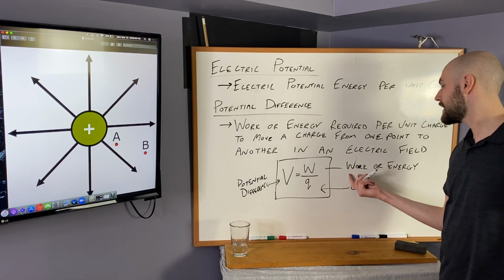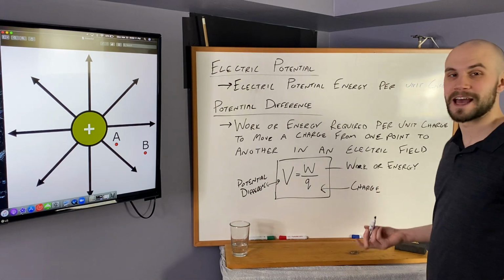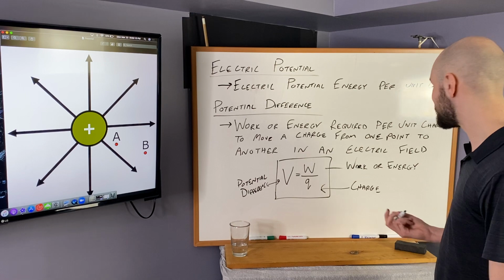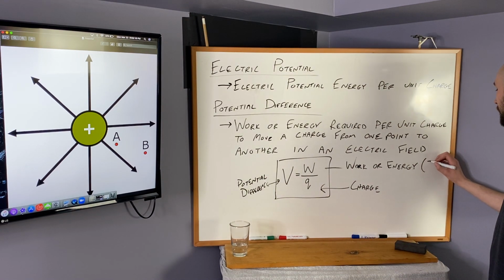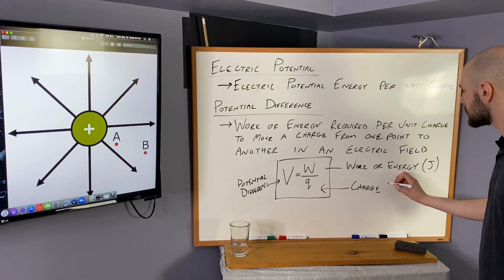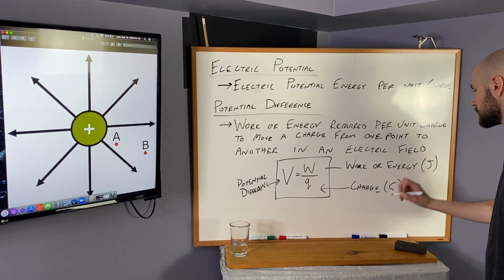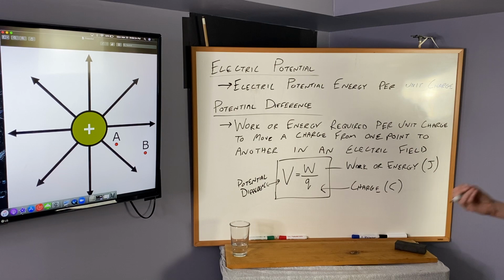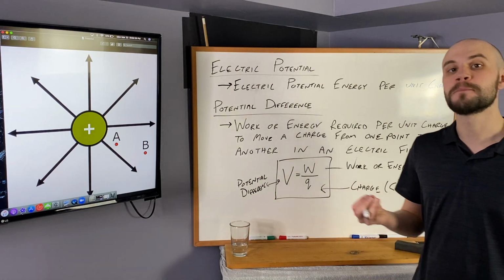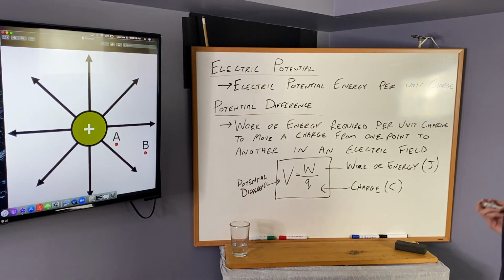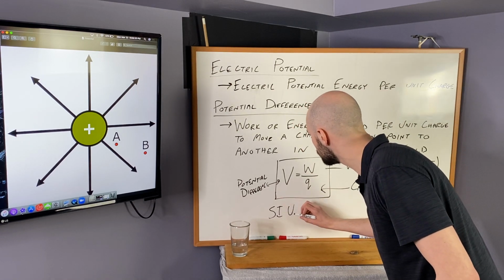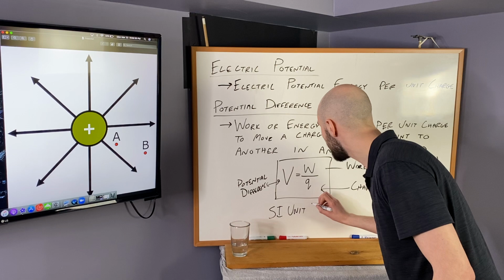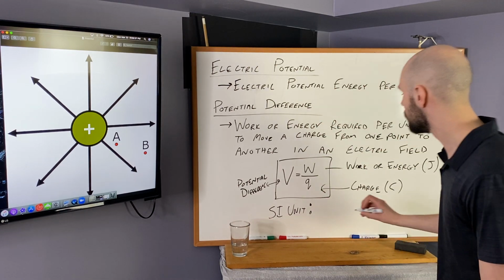Now, we measure work and energy, as you recall. This is where I would ask you in class, what do we measure work and energy in? But you can answer me. Work or energy is measured in joules, as you recall. Charge is measured in coulombs, those are the SI units. So we could measure potential difference in joules per coulomb. But the SI unit, we don't use joules per coulomb. We actually use what we call volts.